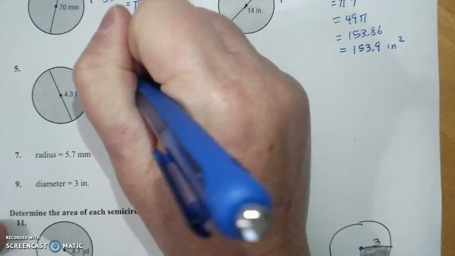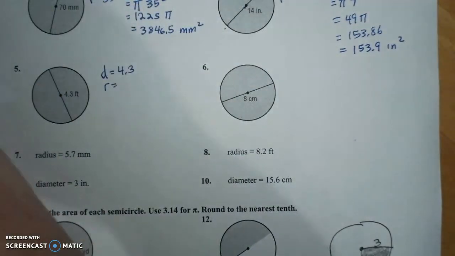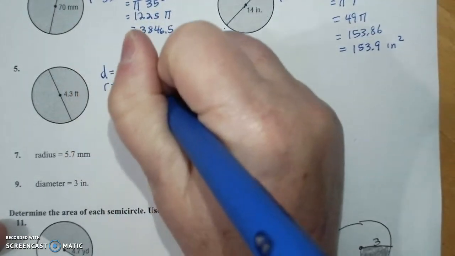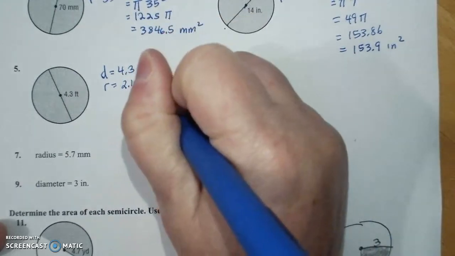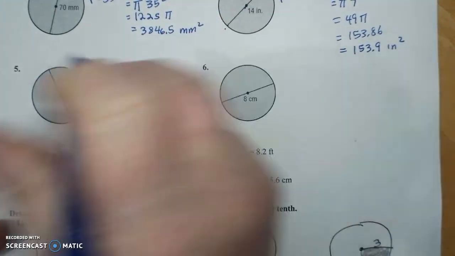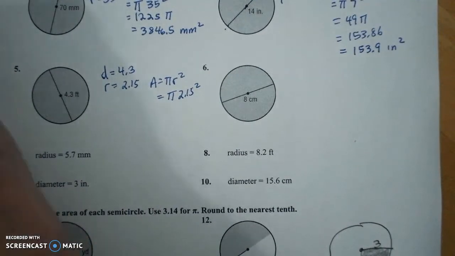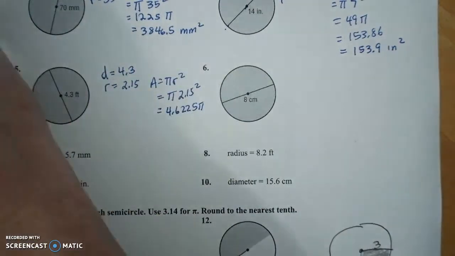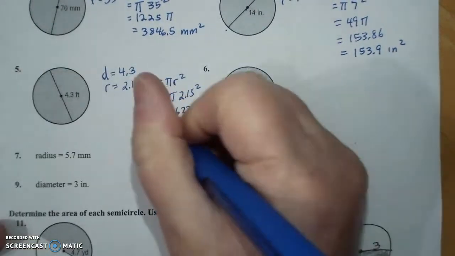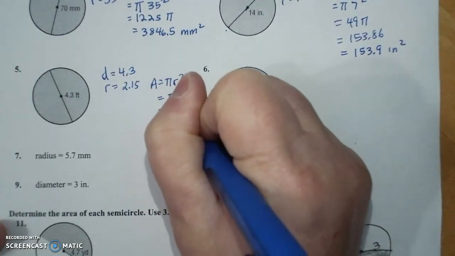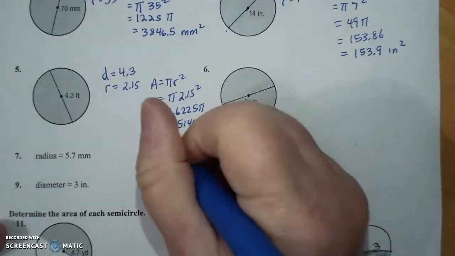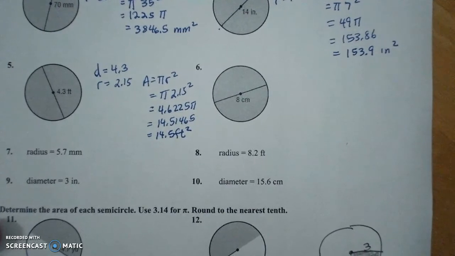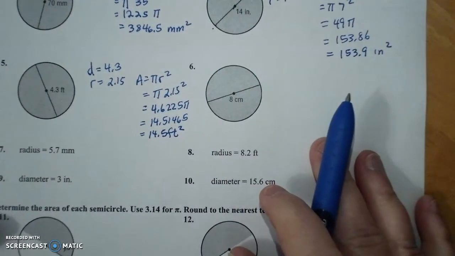Diameter equals 4.3, radius equals 2.15, area equals pi r squared equals pi 2.15 squared equals 4.6225 pi equals 14.51465, following directions, 14.5 feet squared. Because remember, it says round it to the nearest tenth.